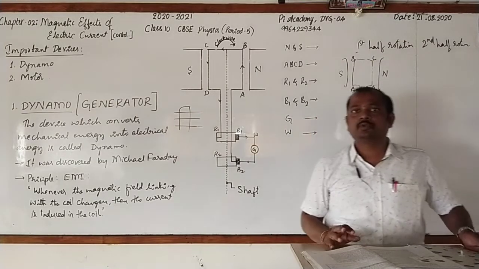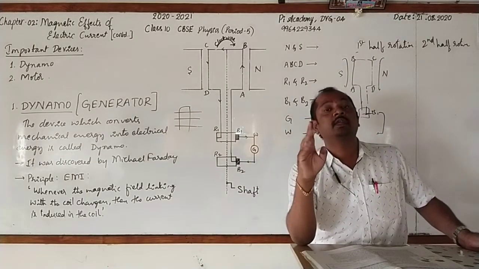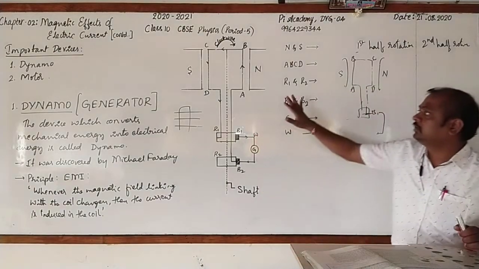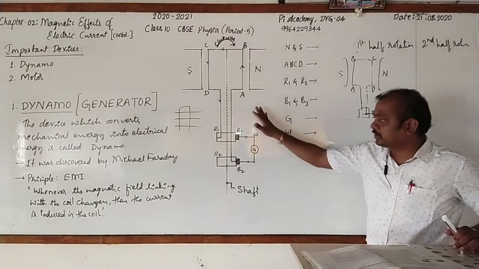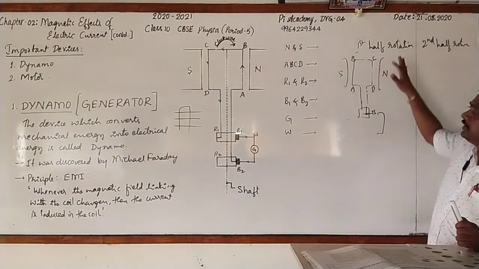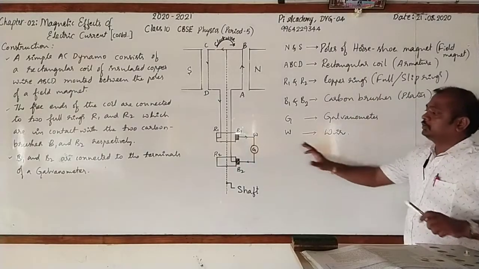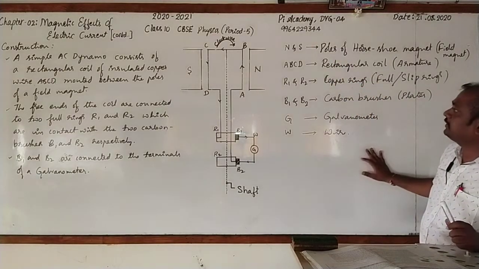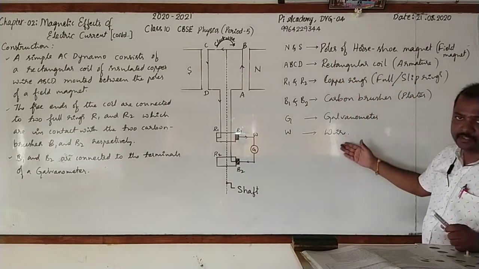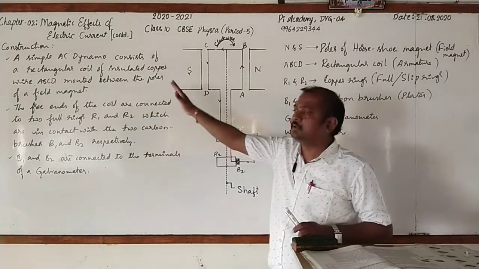In our textbook, we have only two devices. One is AC dynamo and second one is DC motor. This is information about AC dynamo. Clear? Yes. Please go for drawing this. I'll go for writing the construction here. Yeah. You have drawn the figure. Then here I have written the labelling. Please go for writing this. After that, construction. Construction is very simple.